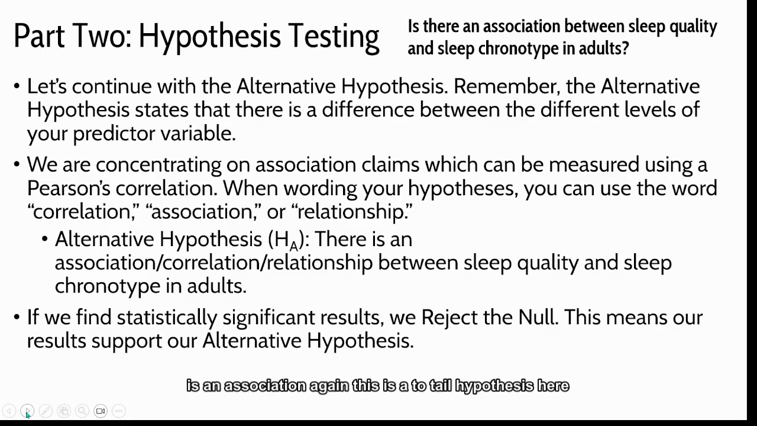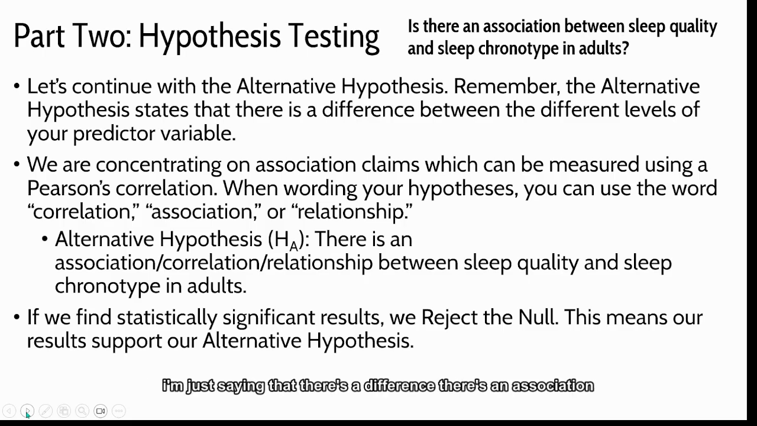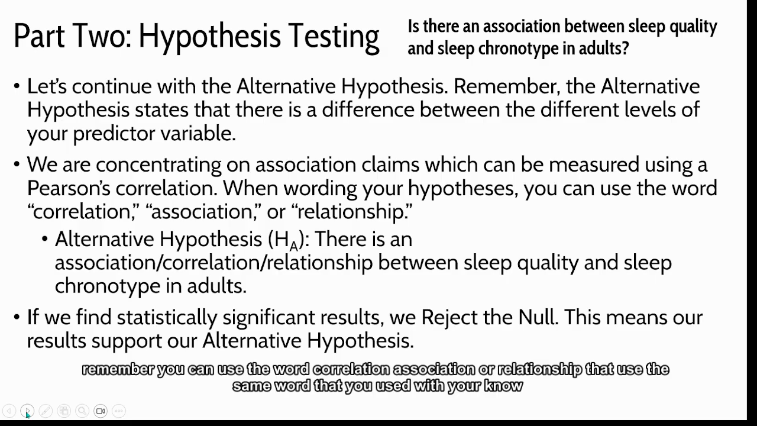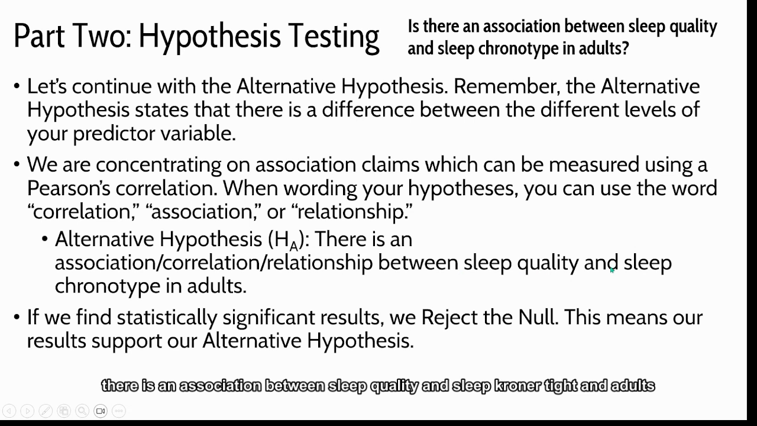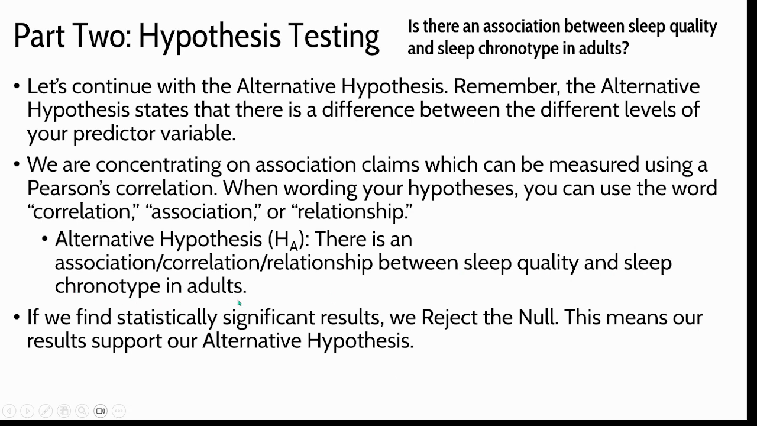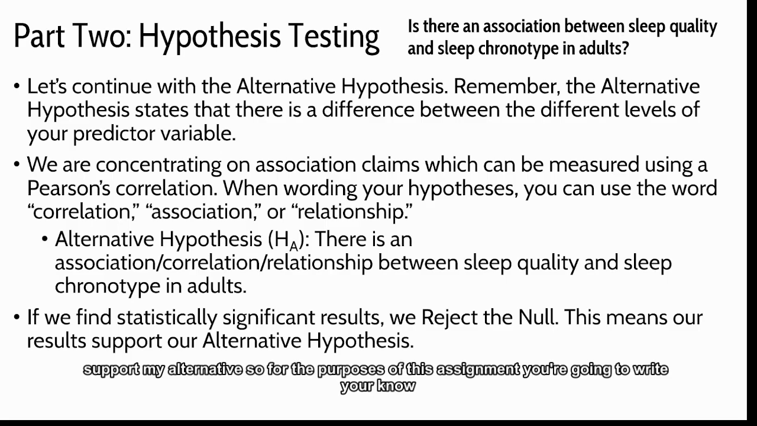Again, this is a two-tailed hypothesis here, because I'm not saying if it's better or worse sleep depending on your predictor variable. I'm just saying that there's a difference. There's an association. Remember, you can use the word correlation, association, or relationship, but use the same word that you used with your null. So my alternative hypothesis here says there is an association between sleep quality and sleep chronotype in adults. So if we find that our results are statistically significant, I'm going to reject the null, and I'm going to say that the results I found support my alternative.